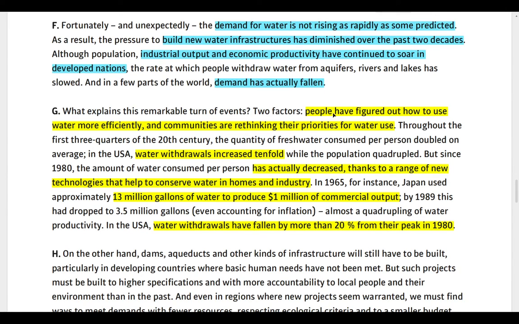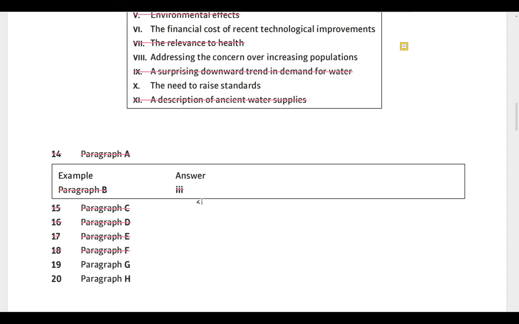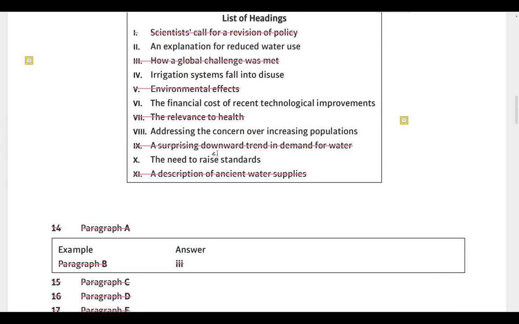is two factors. Number one, people have figured out how to use water more efficiently, and number two, communities are rethinking their priorities of water use. With that being said, the number of withdrawals of water from various lakes or rivers has decreased. So basically, option G would, let's see, to raise standards addressing.